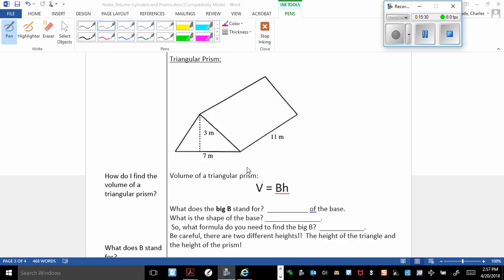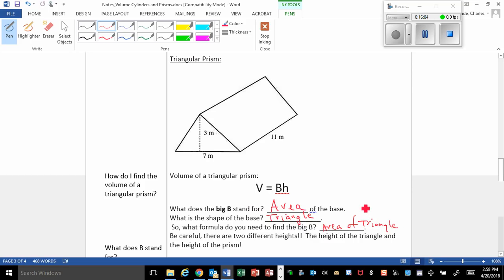So remember, big B, what does big B stand for? Big B stands for the area of the base. All right, area of the base. And we need to identify the shape of this base. The shape of this base is a triangle. Okay? And so we need the formula for the area of a triangle. Okay, and we know that the area of a triangle is 1/2.